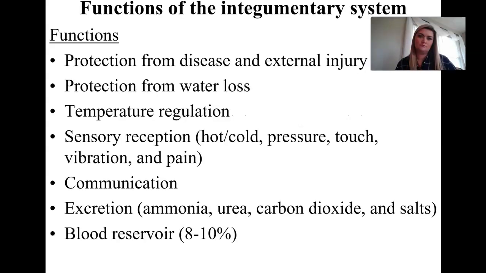So going into the different functions of the integumentary system, it helps with protection from disease and external injury. So on top of your skin, there's all different types of microorganisms. These microorganisms, if they were to be able to get into the inside of the body, would actually use that as a food source or could actually damage the inside of the body. So the integumentary system or the skin is able to keep those things out in order to keep you healthy. It also helps protect the internal structures from the outside. So it helps from external injury.